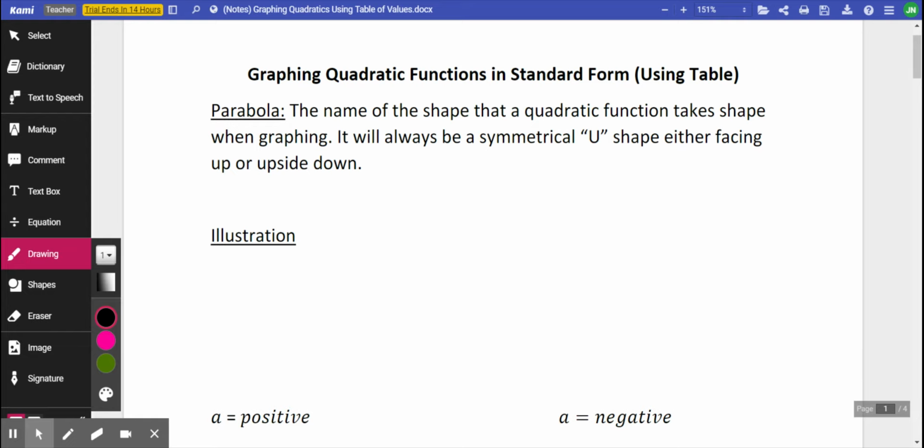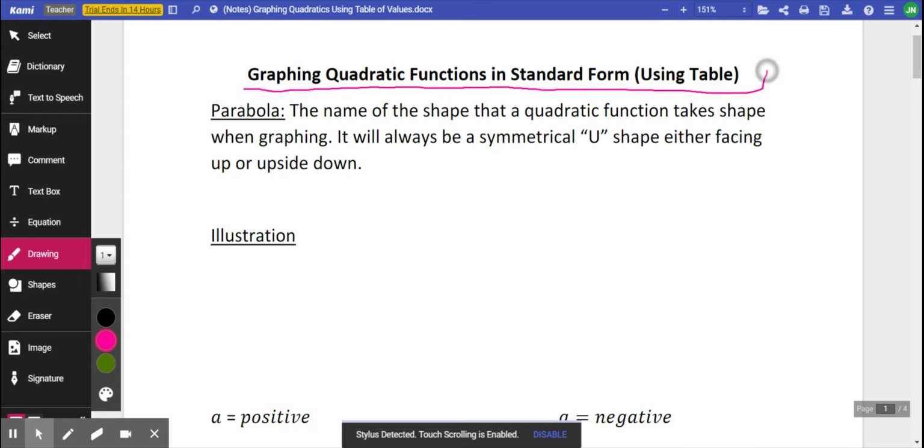Hey everyone, in this video we're going to be talking about how we graph quadratic functions in standard form by using a table. This doesn't really have to be limited to quadratic functions. You are going to learn today how to use a table to graph literally any graph, as long as you follow the steps. But in these examples, we're going to be limiting it to parabolas or quadratic equations, another way of saying the same thing. So, graphing quadratic functions or quadratic equations in standard form by using a table.